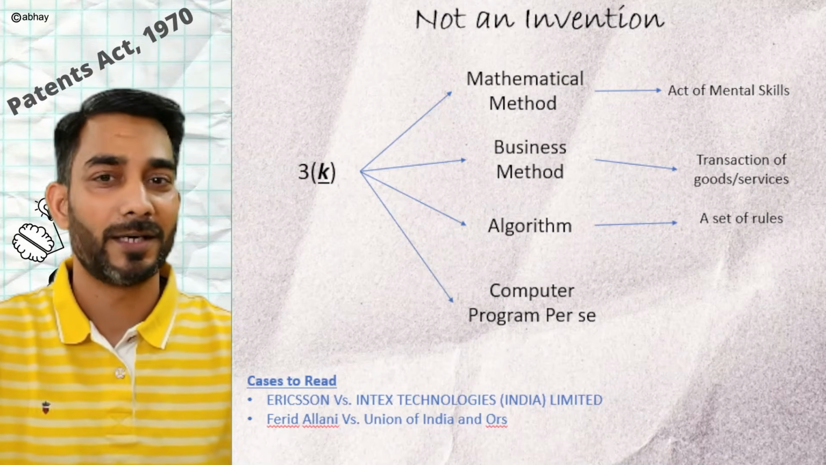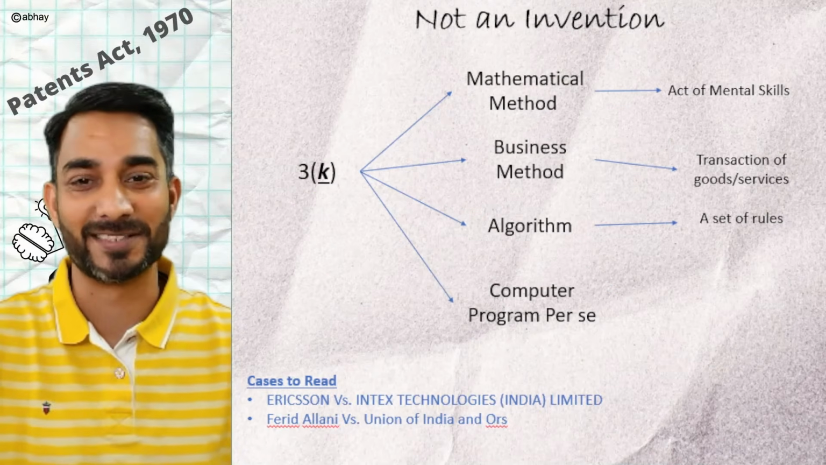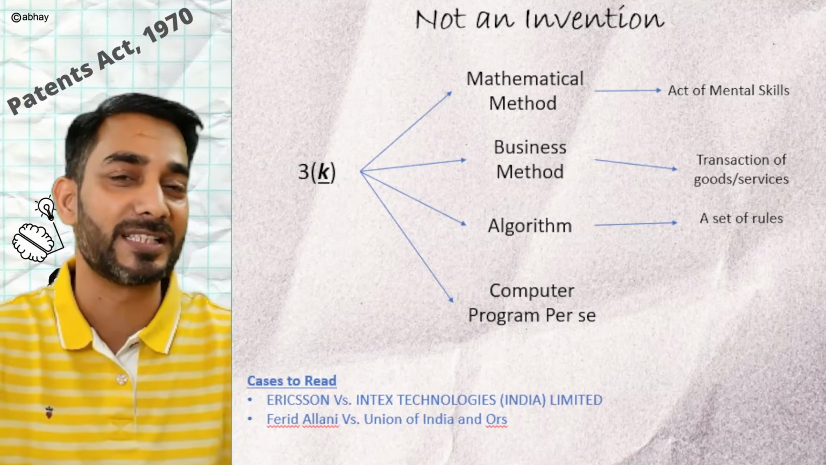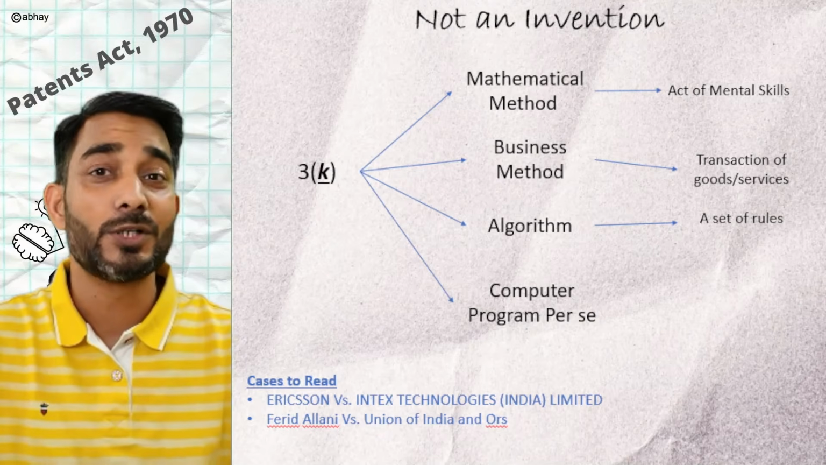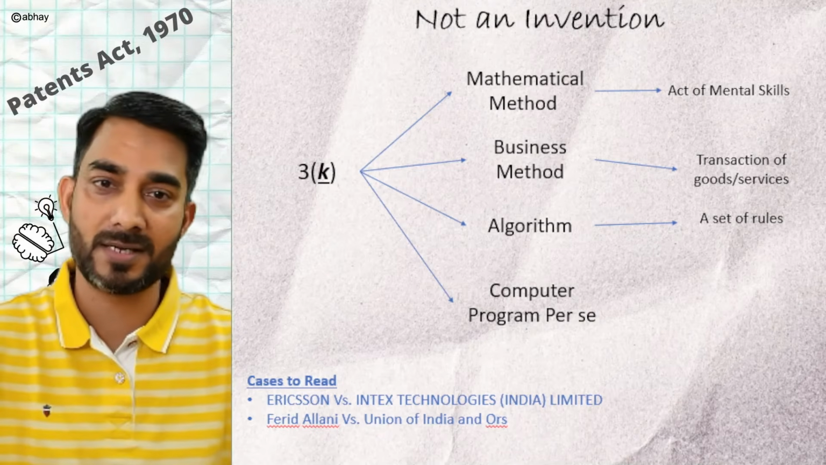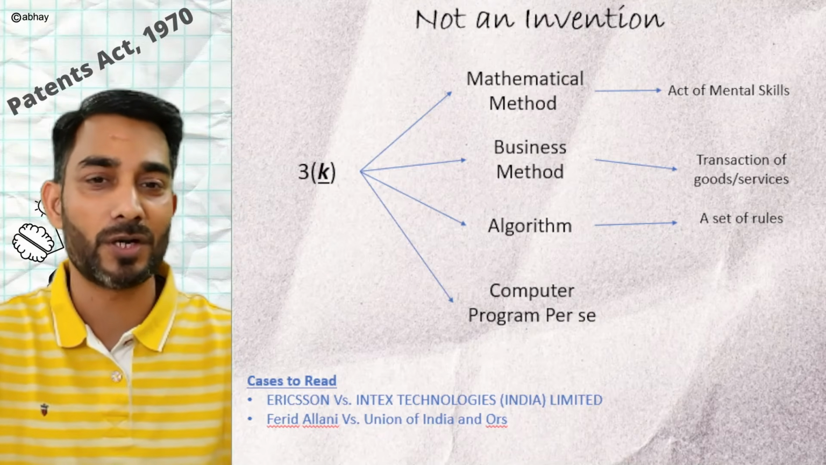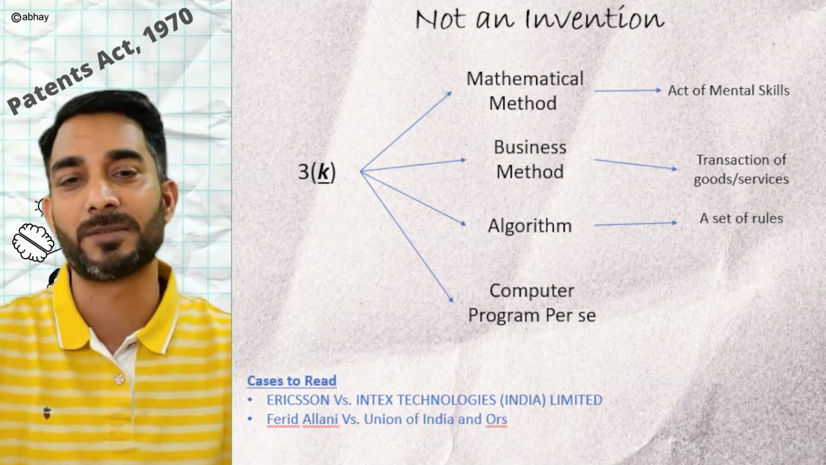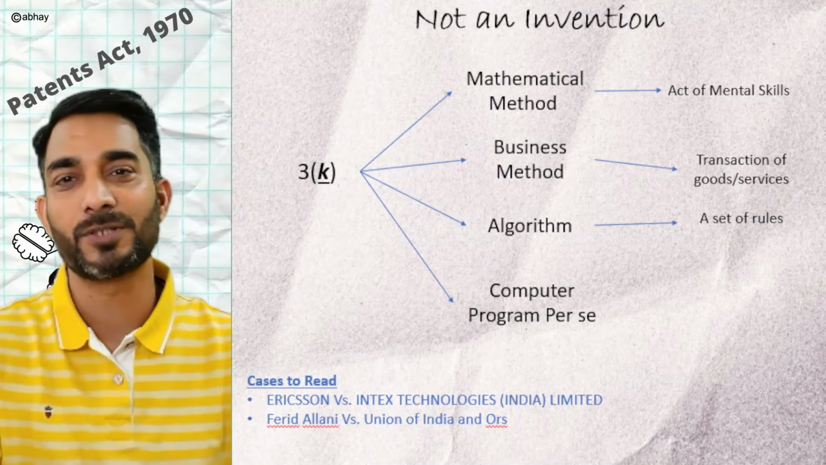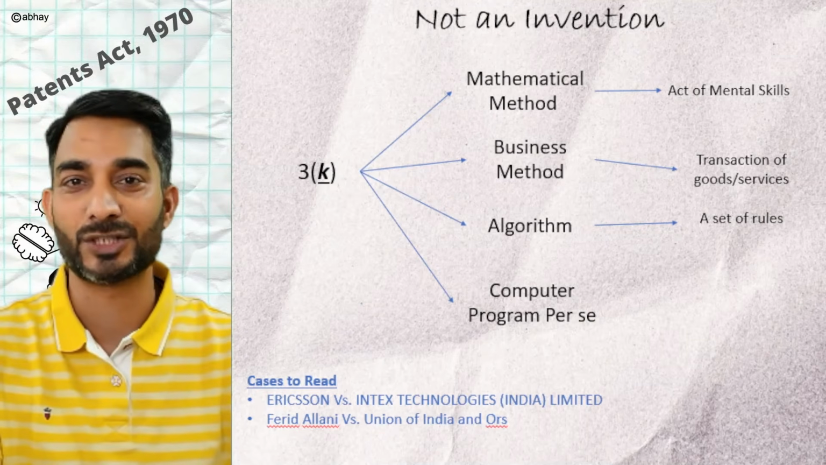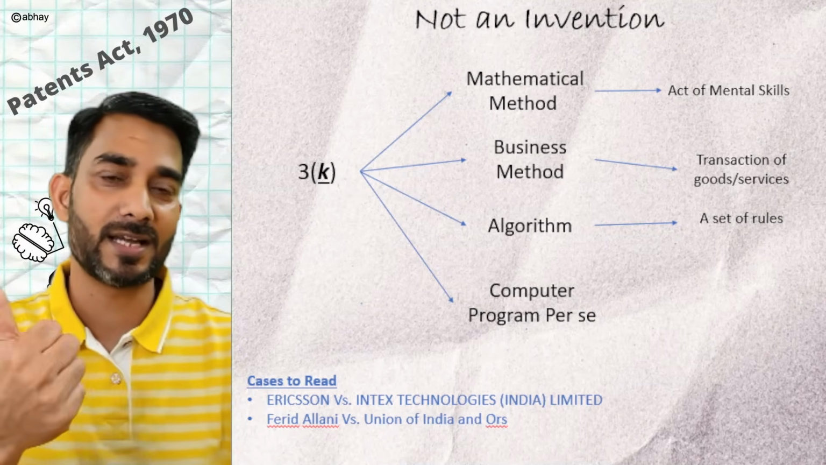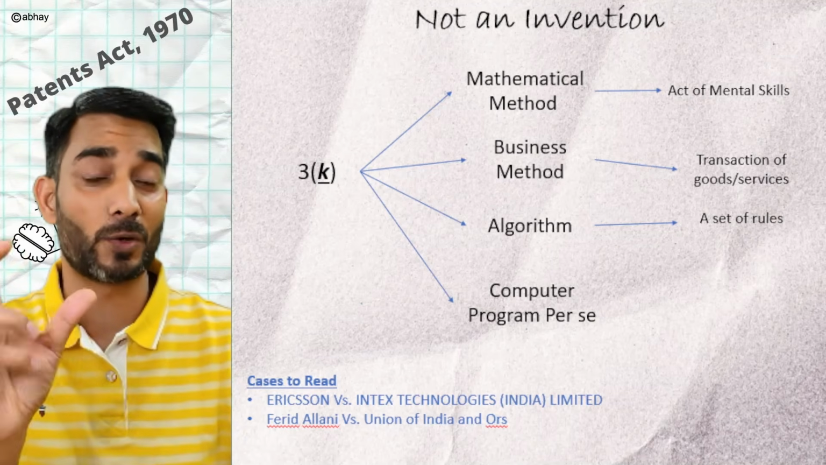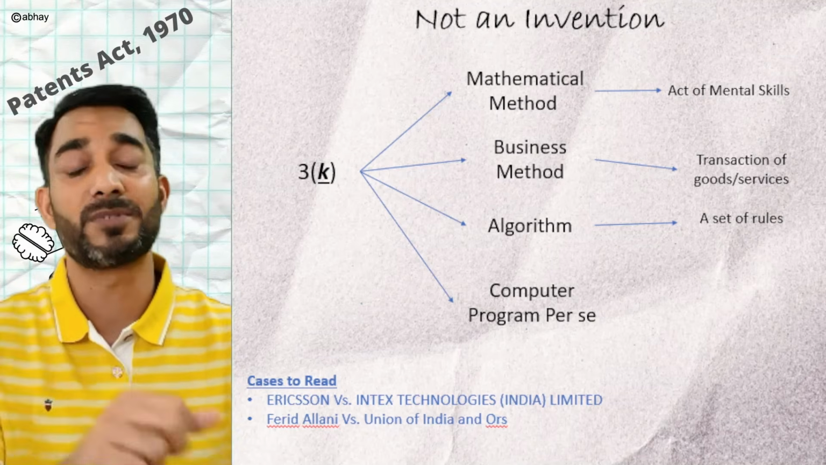Moving on, another happening subsection, 3K. You will find it most of the times in most of the FER these days. So what does it mean? Mathematical methods or business methods or algorithms or computer programs per se are not patent eligible subject matter. There are a couple of terms that you need to remember about section 3K: technical effect and technical advancement. These are the two aspects that are required from an invention for it to overcome section 3K.